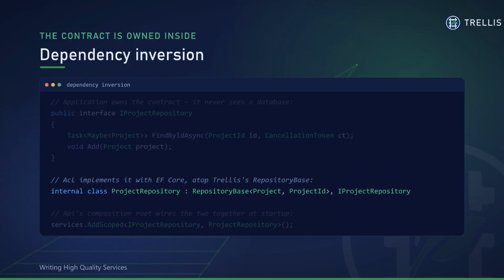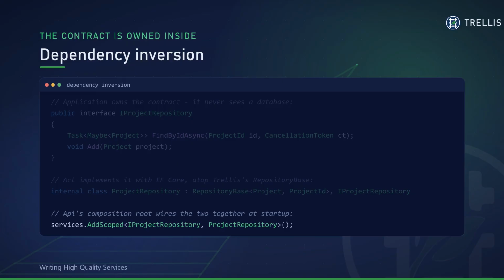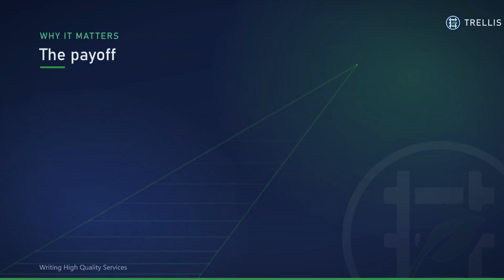And the API's composition root is where they finally meet. Register the ACL implementation for the application interface, and the wiring is done. The domain and application depend on an abstraction they own. The database depends on them. That's the inversion, and it's why you can swap the database or test the whole domain without touching a line of business logic. Three payoffs.